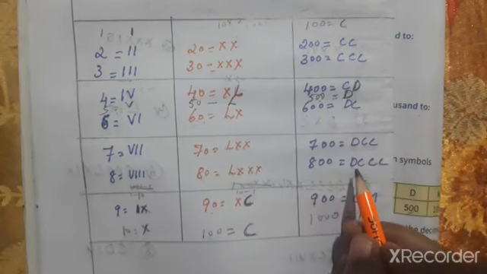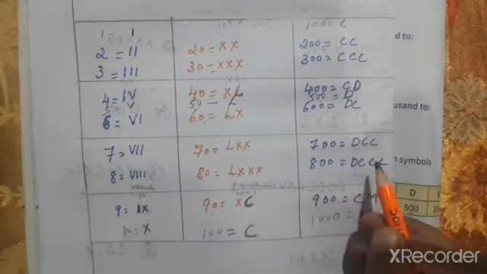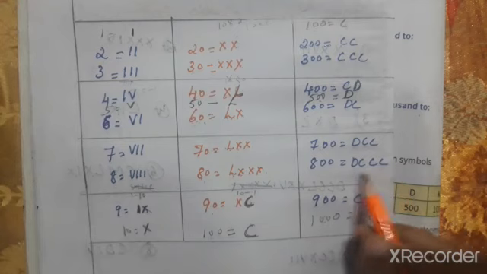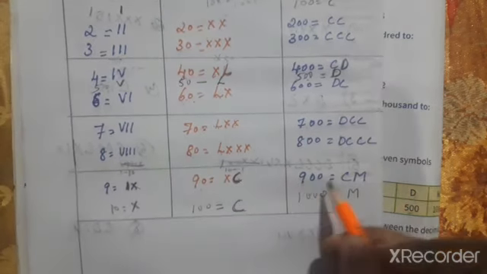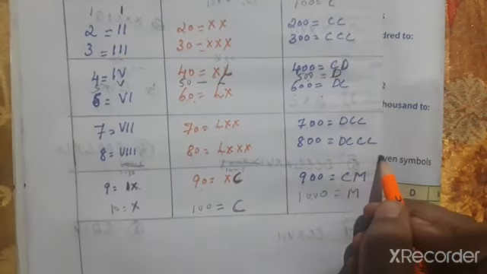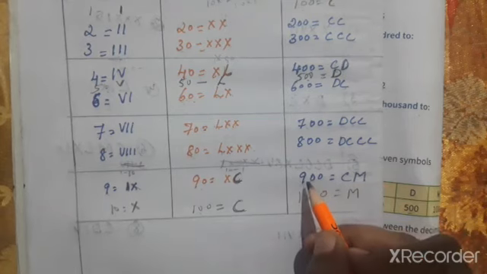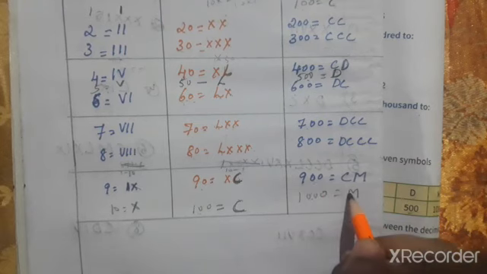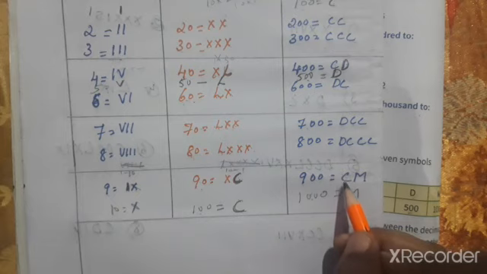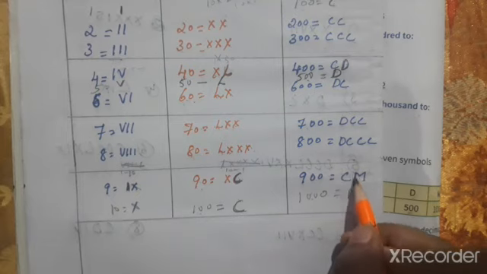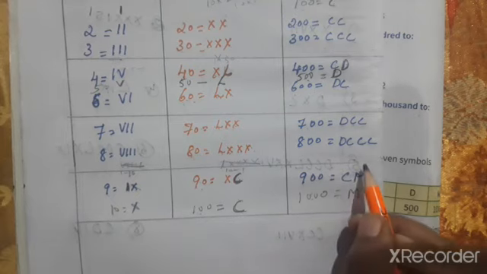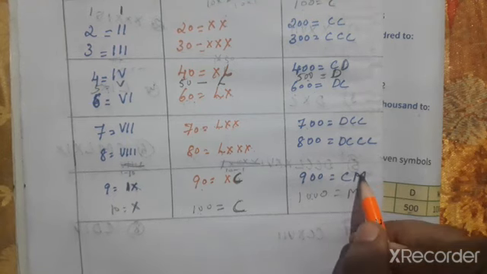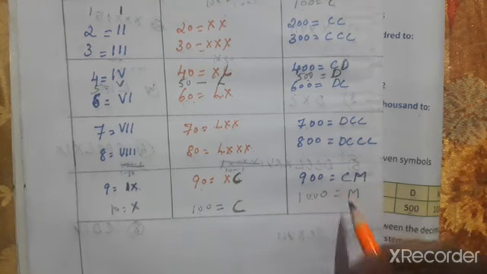Now 800 means 500, 600, 700, 800. So the value is 800. Can we write 900 as DCCCC, 4 times? No, we cannot write that. So to know the value of 900, we should know the next number, 1000. The 1000 value is M, 1000 rupees. So CM, with the greater letter M on the right side, where M is 1000: 1000 minus 100 is 900.